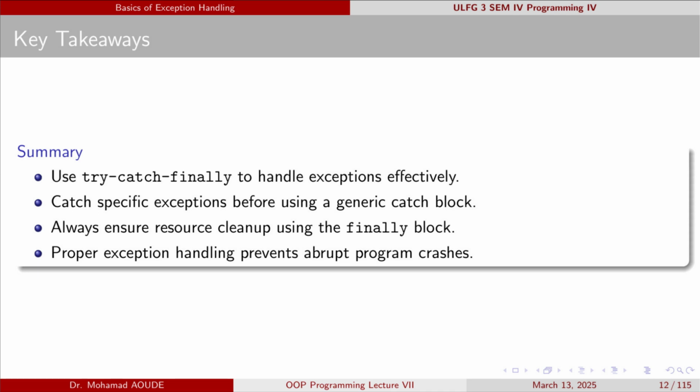Let's wrap up this section with the essentials. Always use try-catch-finally to control failures. Catch specific exceptions first, then general ones. Use finally to ensure that resources are released. And never assume that nothing can go wrong. Assume it will and prepare for it. These principles help you write error-resilient applications.